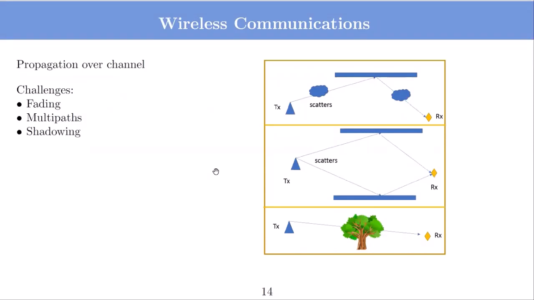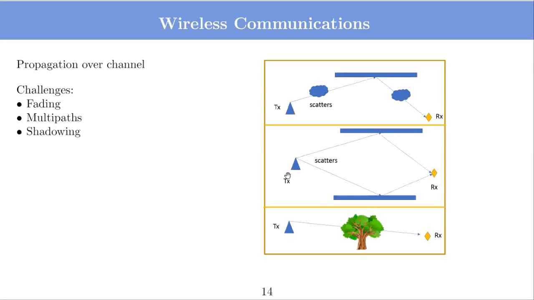So we have to understand what kind of propagation it is, and we are not going to talk about it completely in detail because this is a topic of a new course, but we'll just have a short discussion on it. So the main challenges in wireless communication are fading, multipath, and shadowing. Okay, so what is multipath?